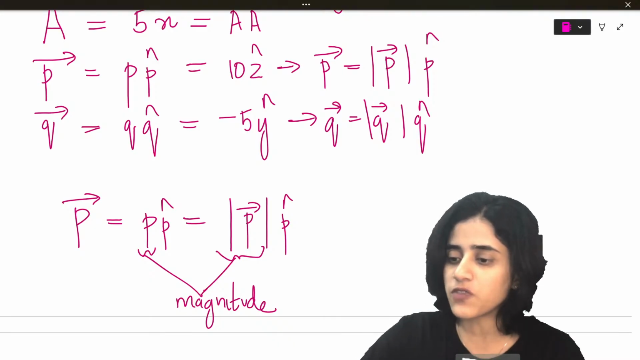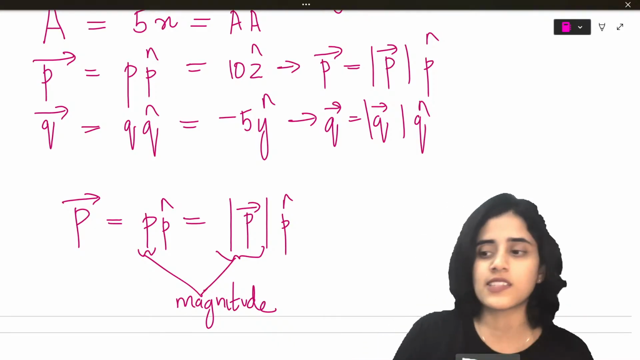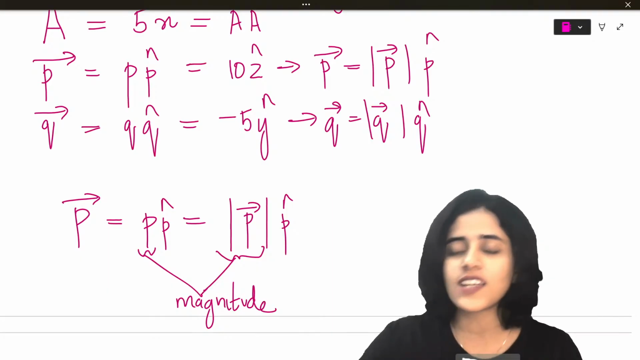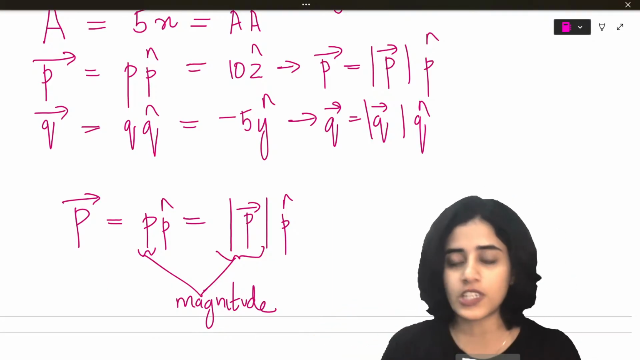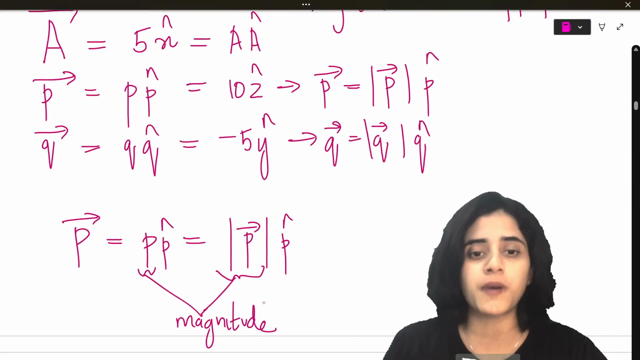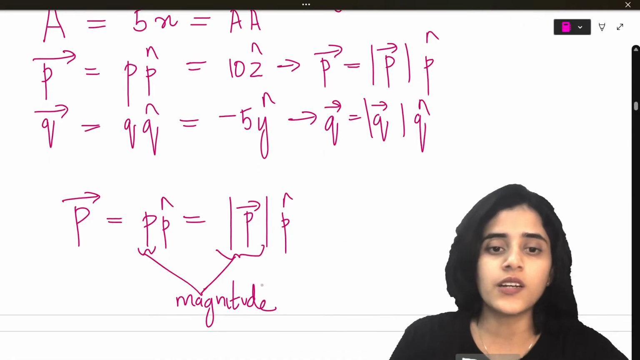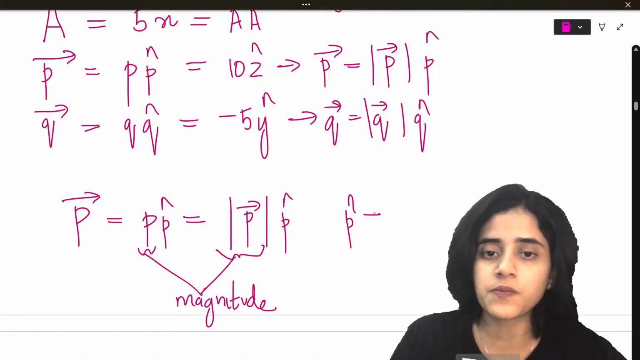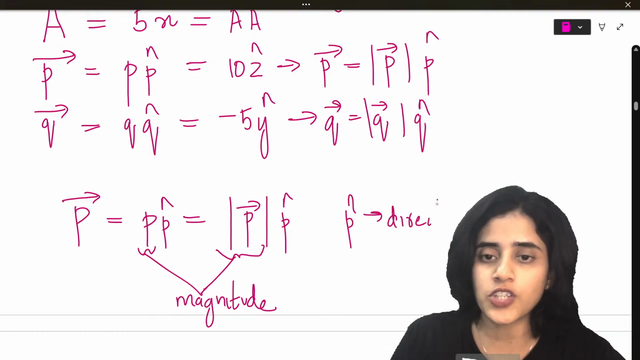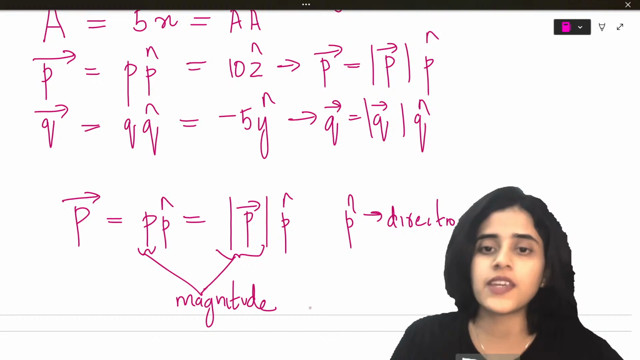Can I have some confirmation? Can you all put some fire emojis in the chat if this is clear? Because I can't see your faces. This is very important. You need to know this part because you will need it for a lot of derivations. So here, P cap is the direction.